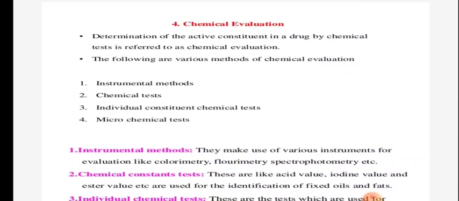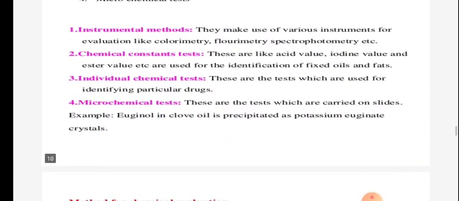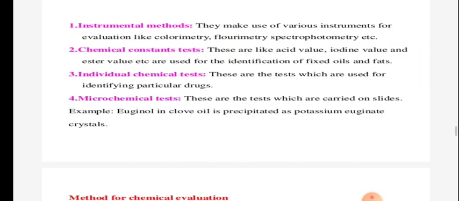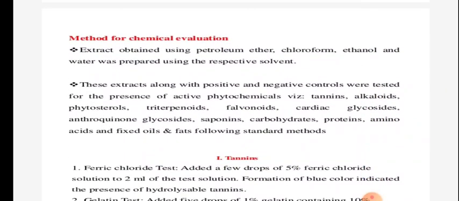Then in chemical methods, the determination of active constituents present in the crude drugs follows different methods: instrumental, chemical, individual and microchemical. Already in instruments we have seen these methods: colorimetry, fluorometry. Then chemical methods, then individual chemical and this one. So in the chemical method, extracts are obtained using petroleum ether, chloroform, ethanol or water, prepared using the respective solvent.